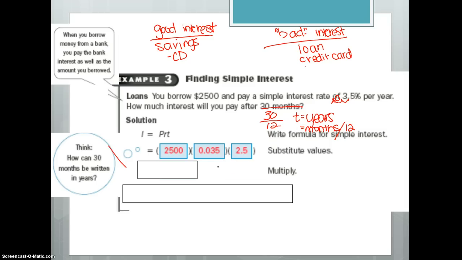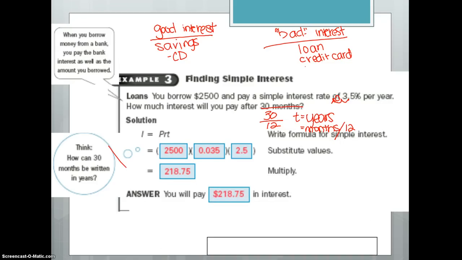Multiply this all together. That means that you have $218.75 of interest after 30 months. So instead of actually owing $2,500, you owe more than that. What, $2,718.75.